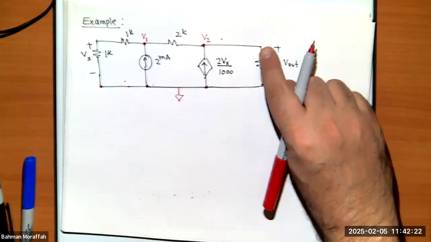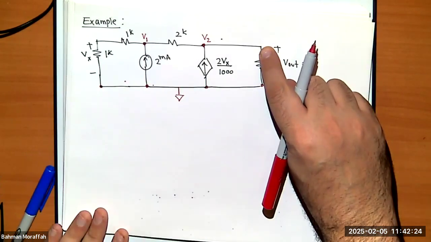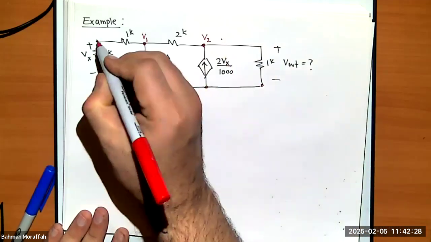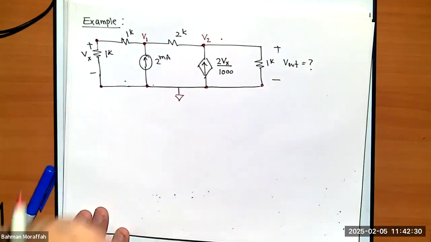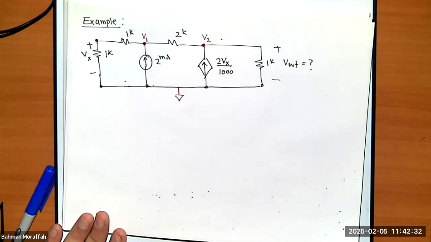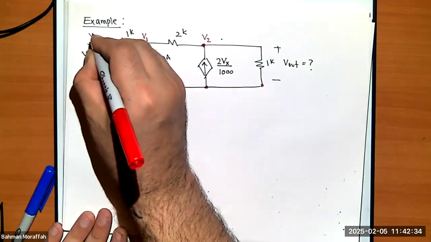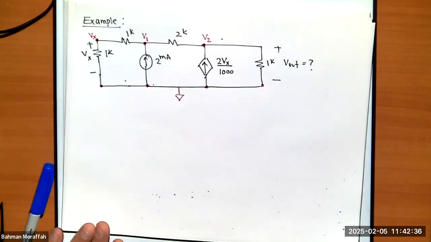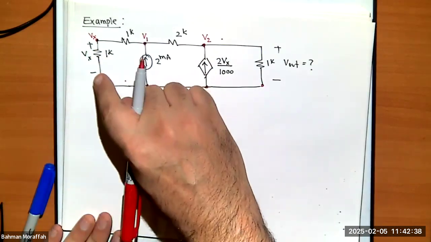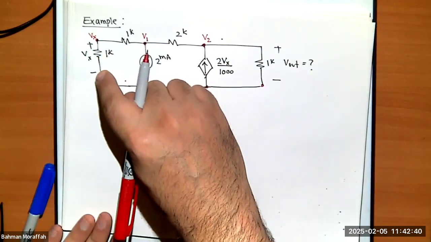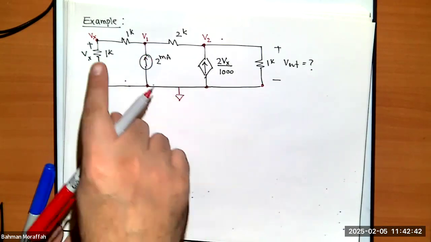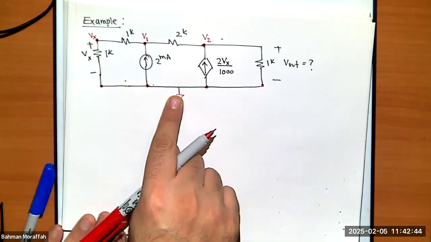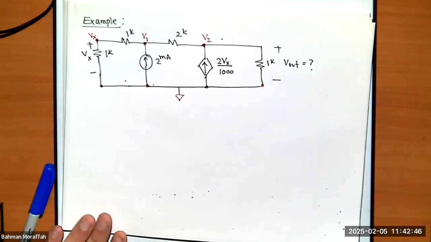How about this one? Is it a separate node? No, it's exactly V2. How about this one? It is. Let's call this node Vx. Why? Because the question already told me the voltage across this is Vx. And since it's between this node and the reference, it is exactly Vx.